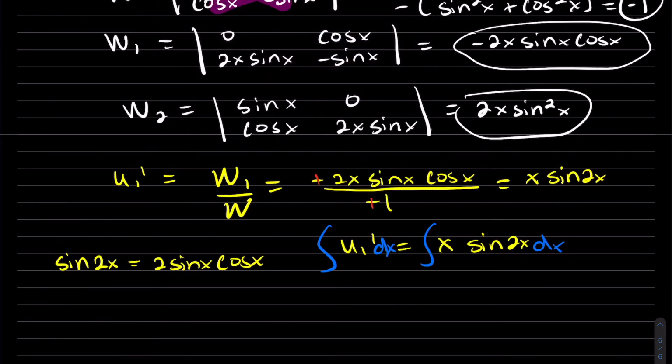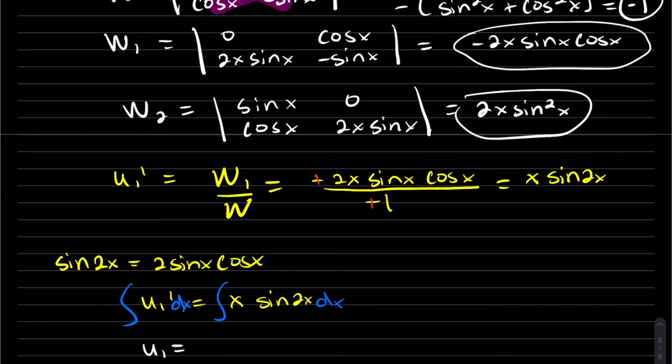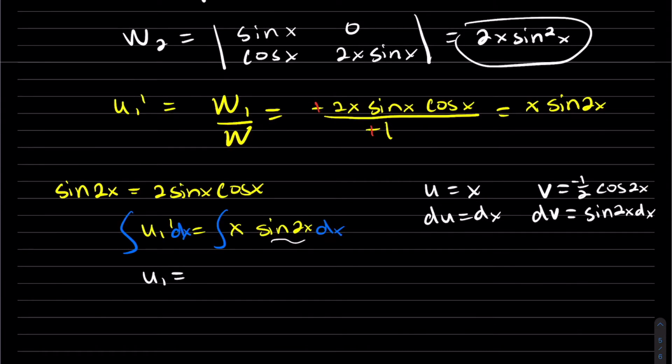And I will get u1 equals, looks like I have to do parts here. So it looks like I have to go u equals x, du equals dx, dv will be the other piece, sine of 2x dx, integrate, that's half the negative. And the formula is uv minus v du. So it's another minus, so it's going to be plus half in the front, cosine of 2x dx.